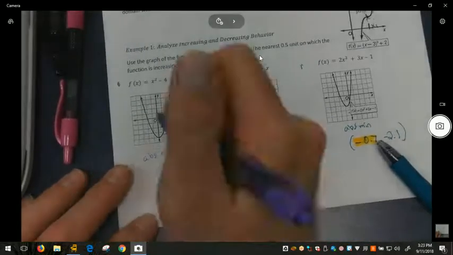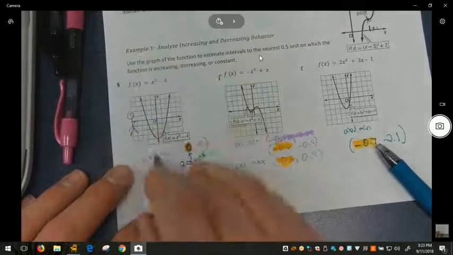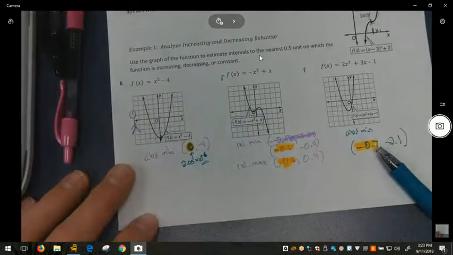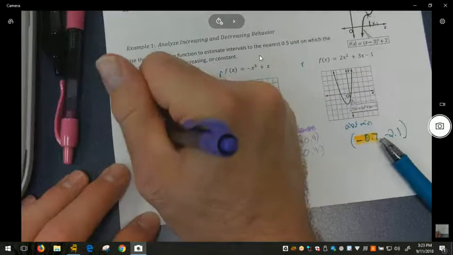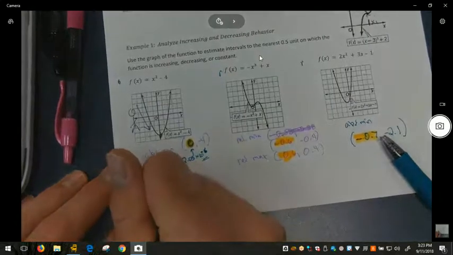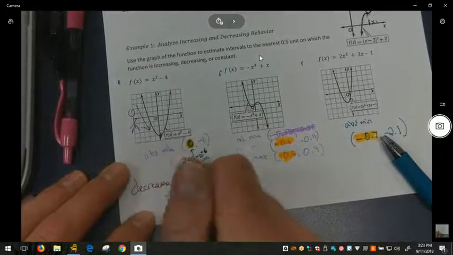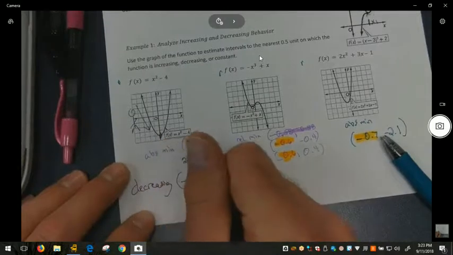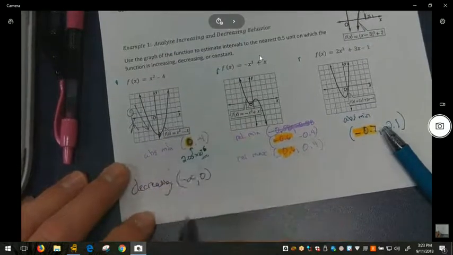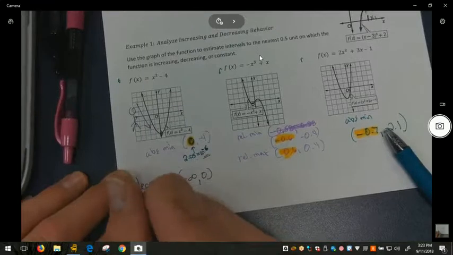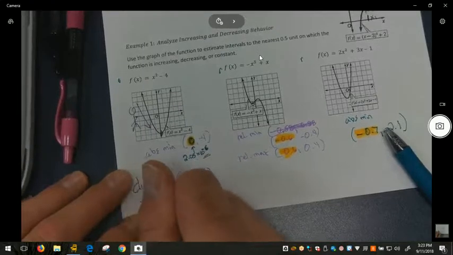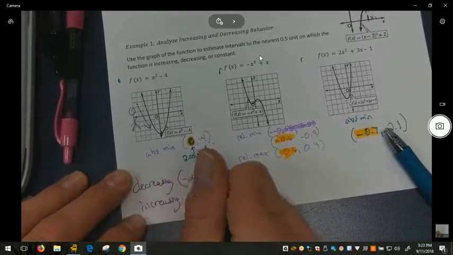All right, so on this, prior to that point of inflection, that absolute minimum, this person was walking downhill. So the function is decreasing from negative infinity to 0. And then from 0 on, it's increasing from 0 to infinity.